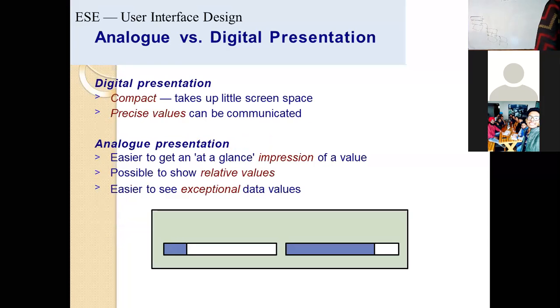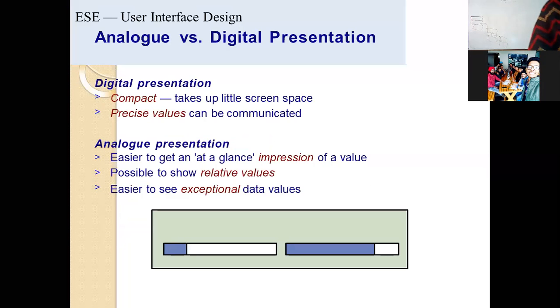Now, next is analog versus digital presentation. Digital presentations are compact, we know, and take up little screen space. Precise values can be communicated. While in analog presentation, it is easier to get an at-a-glance impression of a value, it is possible to show relative values, and it is easier to see exceptional data values, which is not possible in the case of digital presentations.